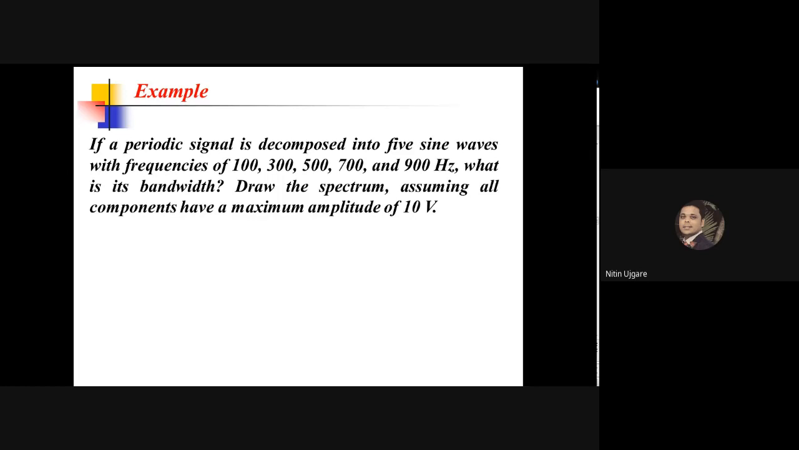800 hertz. So 800 hertz is the right answer. Why? Because even though it has 5 sine waves, we usually consider the lowest frequency and the highest frequency. So the lowest frequency is 100 and the highest frequency is 900. So highest minus lowest, that is 900 minus 100, will give me the answer. 800 hertz is the bandwidth that I will get for this signal.